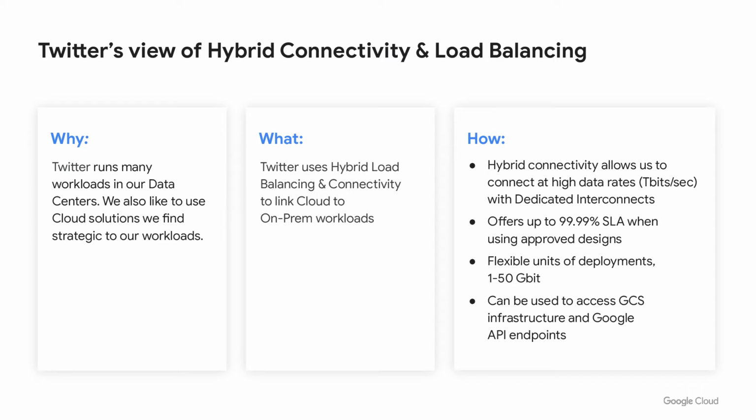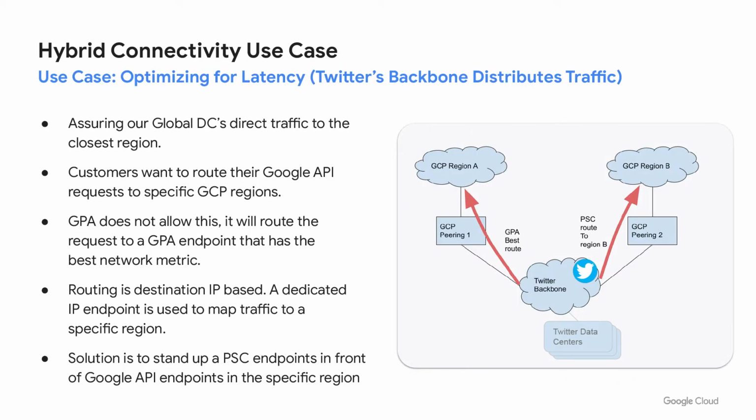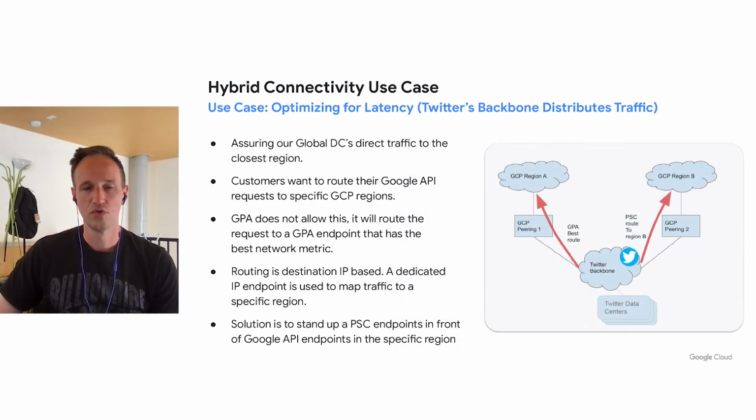Hybrid connectivity can also be used to provide high throughput access to GCP APIs. For Twitter, a typical workflow would be Twitter writes data to a storage GCP endpoint and then compute in GCP runs workloads on this data. To access GCP APIs, Google Private Access was an option that was available, but it maps all the API endpoints to a few pre-allocated IPs.